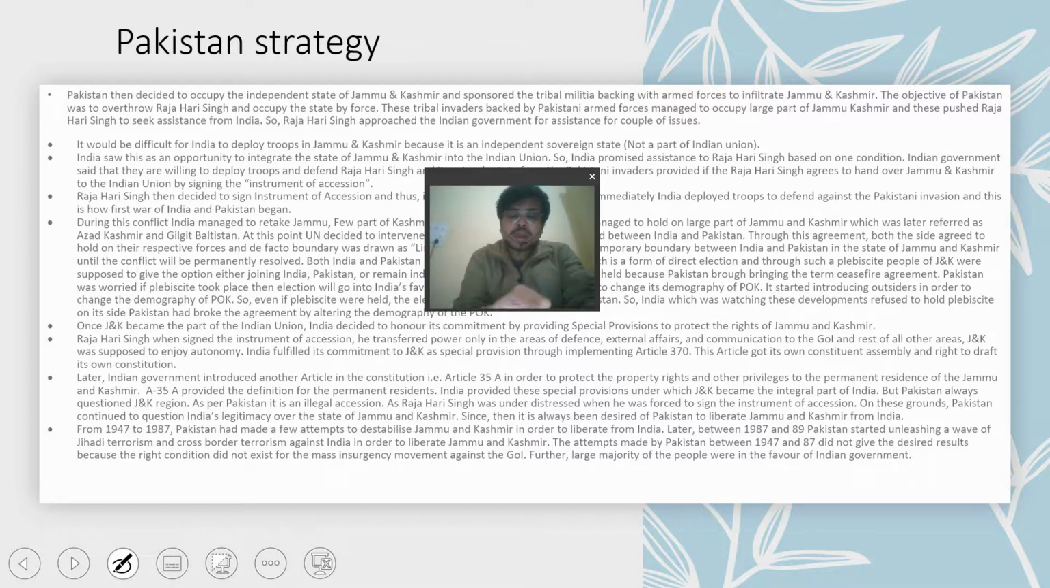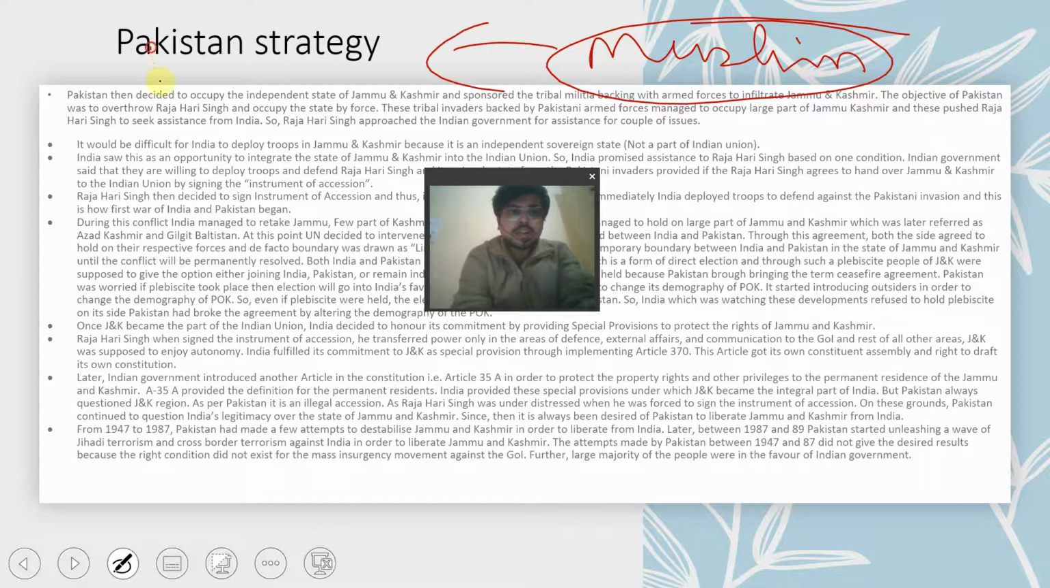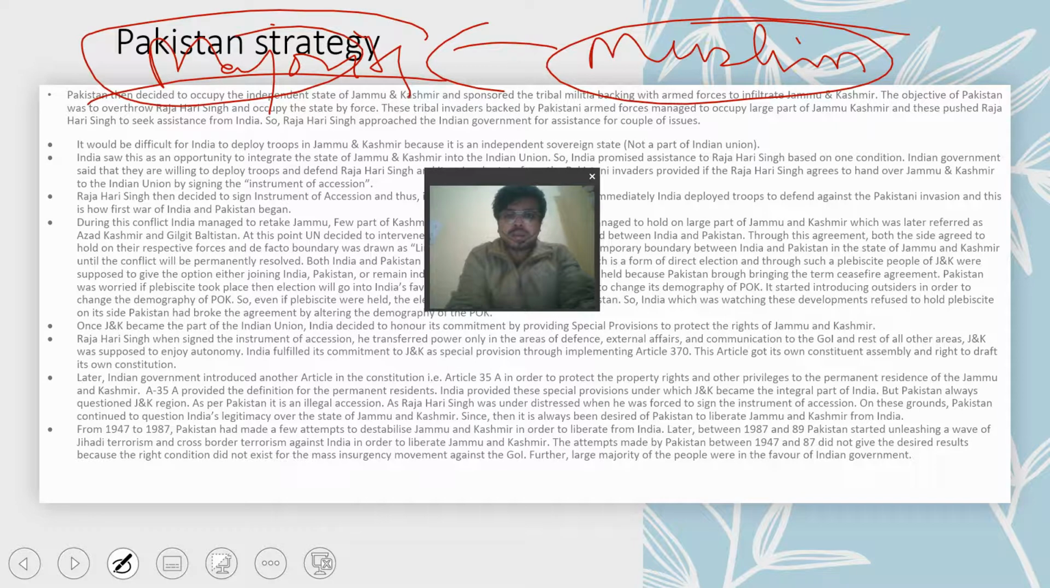The objective of Pakistan was to overthrow that Hindu ruler, that is Raja Hari Singh, and occupy the state forcefully. Okay, as the claim was made by Pakistan that this is a Muslim majority state, so it will come under the Pakistan region.